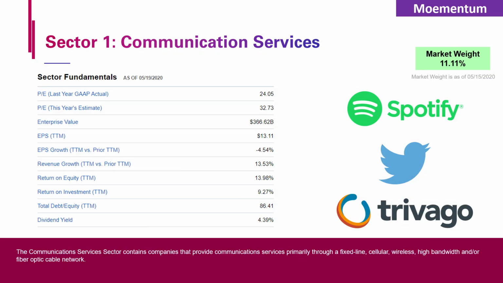The first sector to look at is the communication services. Here we have familiar companies such as Spotify, Twitter, and Trivago. Communication services has a market weight of 11.11%. In terms of the price to earnings ratio for this year's estimate, the communication service sits at 32.73. The price to earnings ratio, also known as PE, is the ratio of a company's share price to the company's earnings per share. This ratio is used for valuing companies and to find out whether they are overvalued or undervalued.